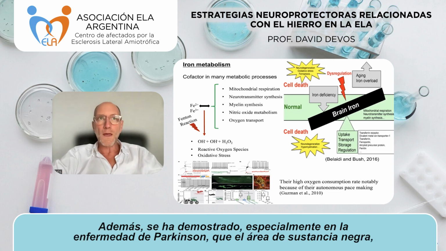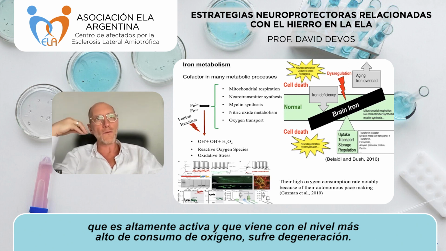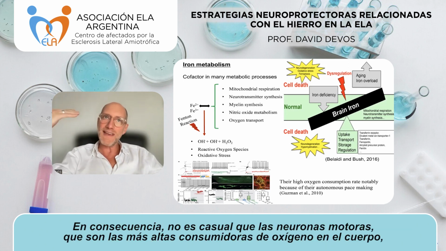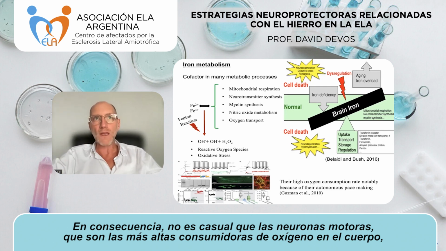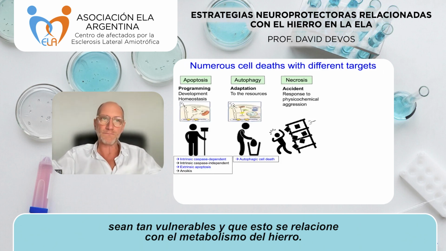And also, it has been shown, notably in Parkinson's disease, that the area of substantia nigra, which is very highly active, is the area with the highest level of oxygen consumption, and this area is degenerating. So it's not by chance that the motor neurons, which are the highest oxygen consumers in the body, are very vulnerable and involved with iron metabolism.